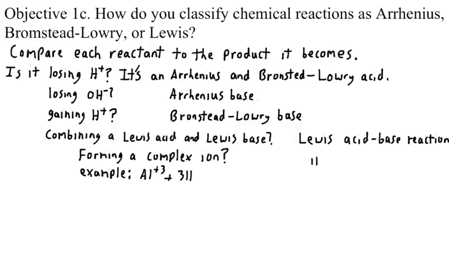So an example is aluminum and water combining to make a complex ion. See how it has the Lewis acid, Al+3, it has the Lewis base, water, and the whole thing still has a charge. That's called a complex ion. When you have a metal ion with common attachments called ligands, which are Lewis bases, and then the whole thing has a charge.